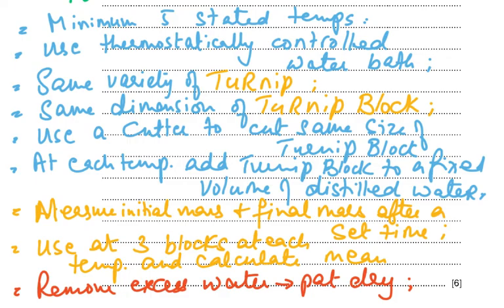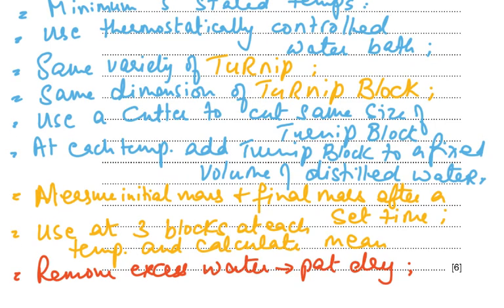At each temperature, add a turnip block to a fixed volume of distilled water. Measure the initial mass and the final mass after a set time, maybe 2 minutes, maybe 3 minutes, but in the previous experiment it was 2 minutes 48, so you have to think of something in between that. Then use at least 3 blocks at each temperature, calculate the mean, and remove excess water, pat dry using a blotting paper or something like that.